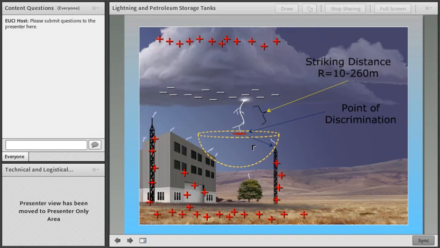The downward leader will continue to progress towards the Earth until it gets to a point called the point of discrimination. And this is essentially the beginning of the last step. So at this location, shown in red here, this is the beginning of the last step to Earth. In the next step, this downward leader will connect with one of the upward streamers. However, a key point is that it only looks for streamers that are in this hemisphere.